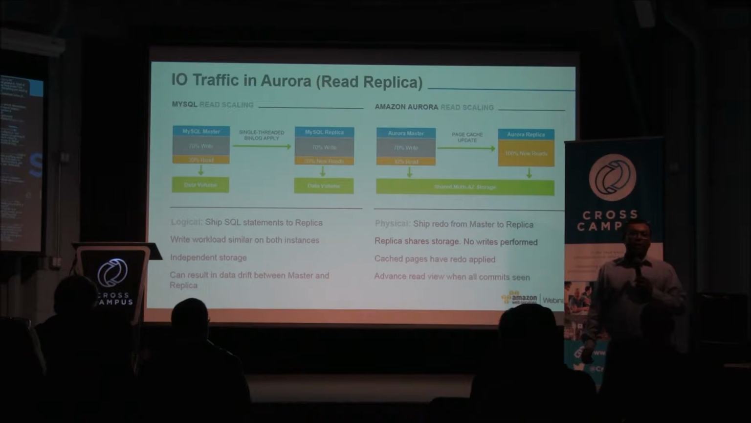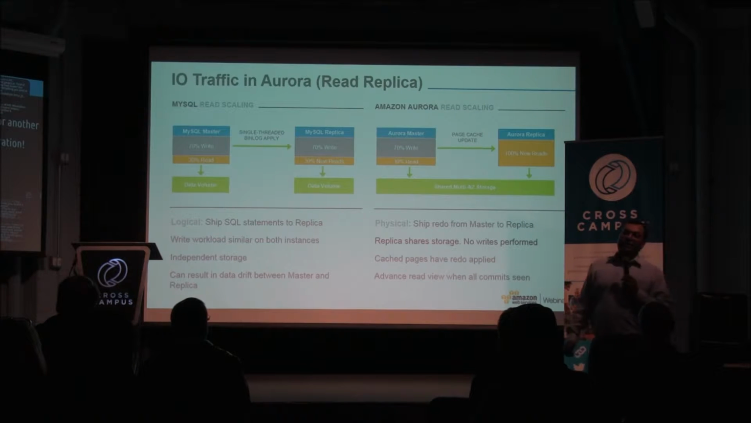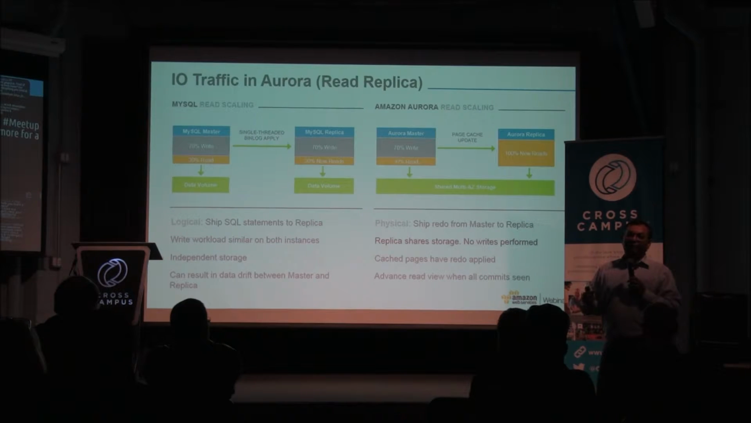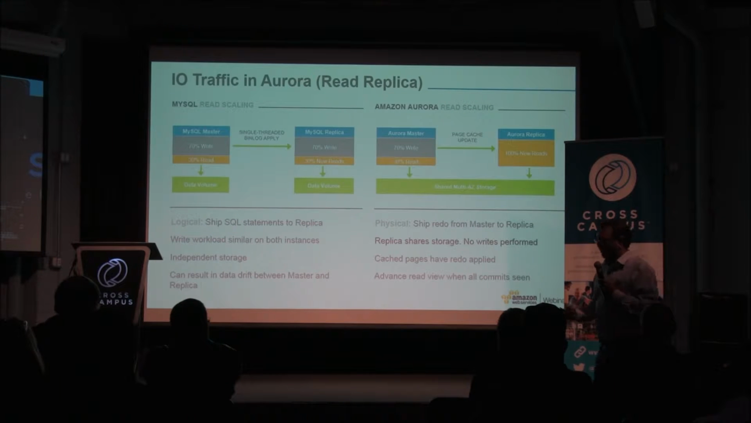In the case of Aurora, we are not doing bin log replication. All we are doing is sending the redo records to the read replica. The read replica is connected to the same shared storage volume, so you don't really need to update it. The only thing you need to do is, if there is a buffer page in the memory of the read replica where the redo log should be applied, we apply the redo log to that buffer page so that they are in sync. So it's a much lighter weight protocol compared to the bin log replication that traditional MySQL read replicas use.